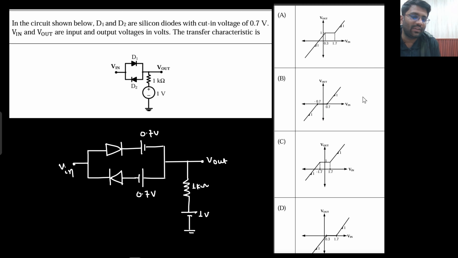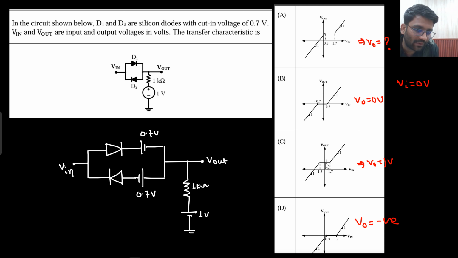So let's see at V in equals 0. What is the output you are getting here? 0 volt. What is the output you are getting here? 1 volt. And what is the output you are getting here? Some negative potential. At 0 volt, some negative potential you are getting, right? And here some positive potential you are getting. What is the potential you are getting? That I don't know. Look, here you are getting a perfect 1 volt.